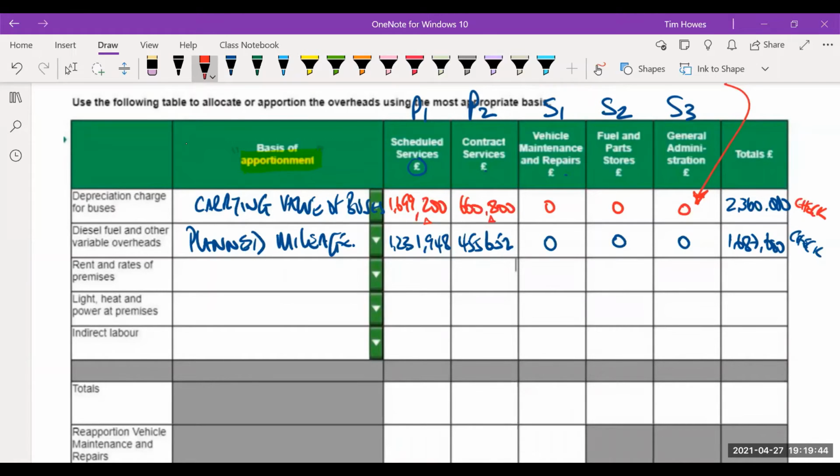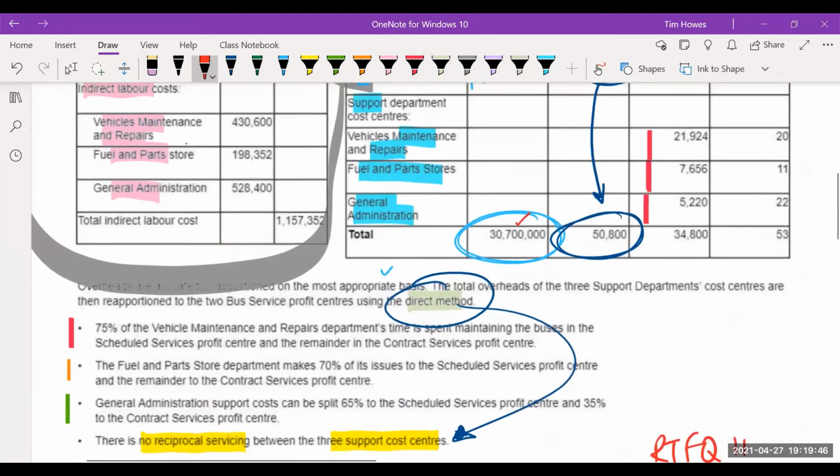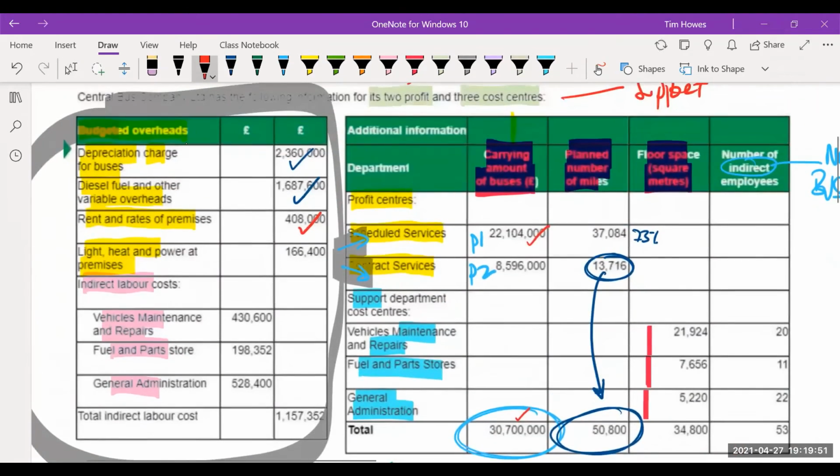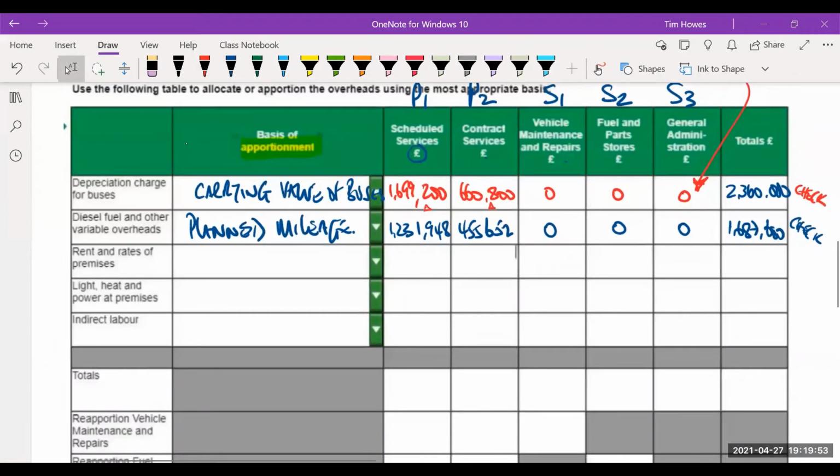All right. Okie dokie, let's just plow on then. So we've then got the rent and rates, which is 408,000. Let's pop that in as well. So I'll pop it in my total column first. The colours don't really mean anything. It's just whatever pen I've got running at the time.